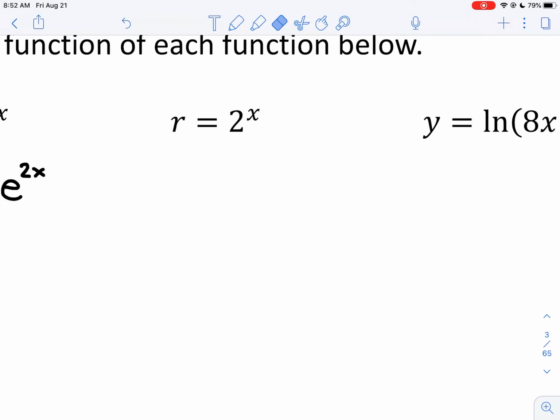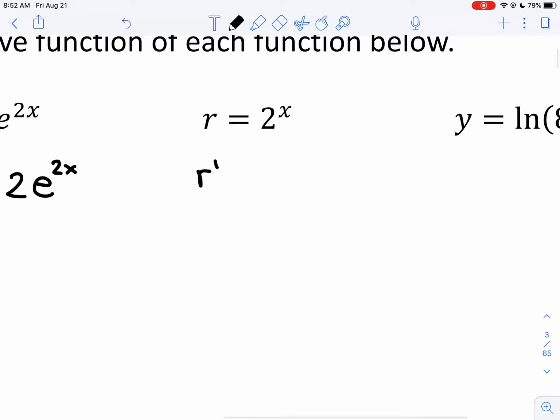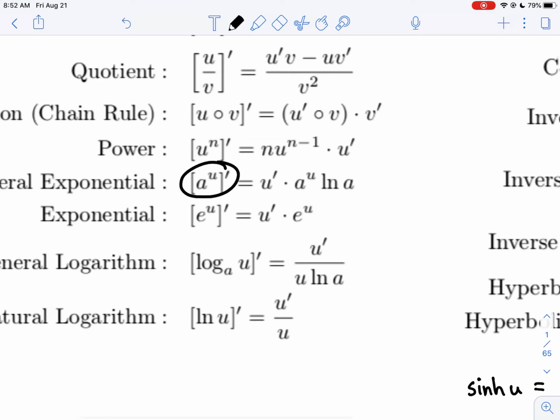Here's a case where we have a constant raised to the x. I'm using r equals, so r prime would be our derivative. Or you could say more formally dr dx, the Leibniz notation, the derivative. And this is an a to the u situation right here, where a is 2 and u is x. So I'm going to put x prime here, which is 1. I'm going to rewrite 2 to the x. I'm going to do a natural log of 2. So you need those 3 pieces every time you differentiate a general exponential.